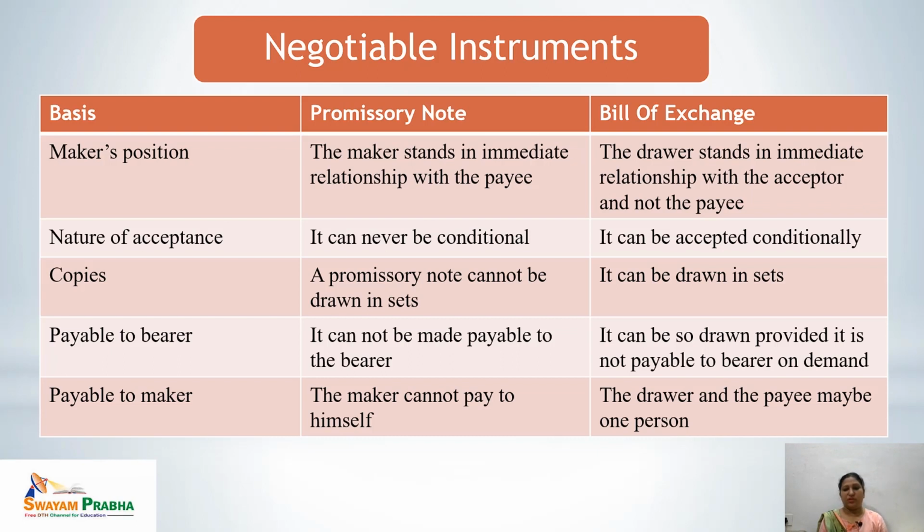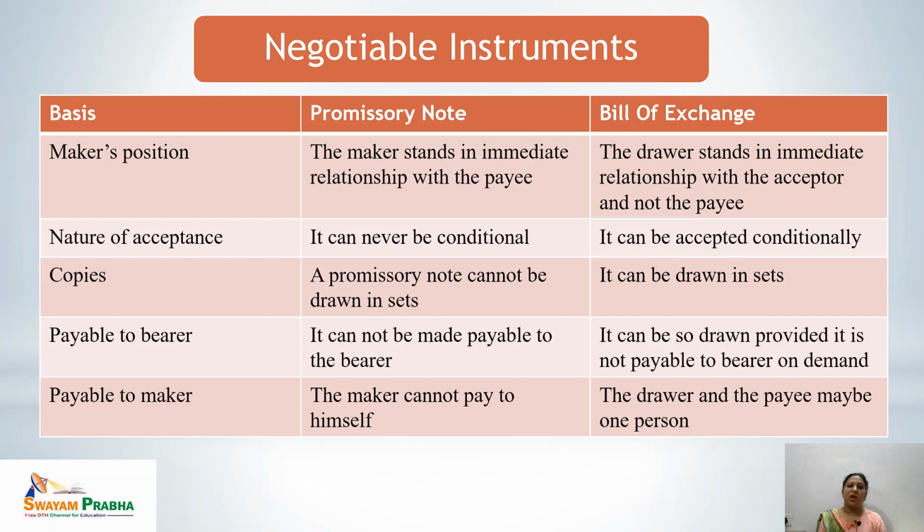But in case of a bill of exchange, the drawer stands in immediate relationship with the acceptor and not with the payee, because in a bill of exchange the payee may be some other person. So the drawer has the immediate relationship with the acceptor, but is not immediately related with the payee. Next is nature of acceptance. A promissory note can never be conditional, but a bill of exchange can be accepted conditionally. But there are only a few cases of that.